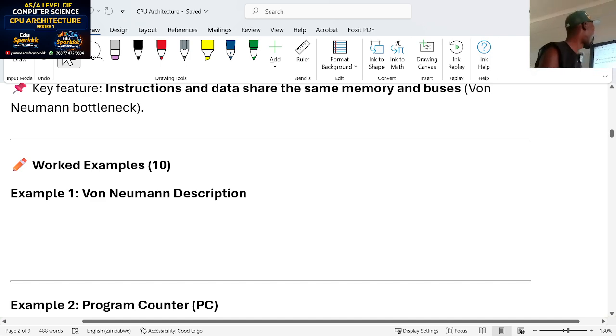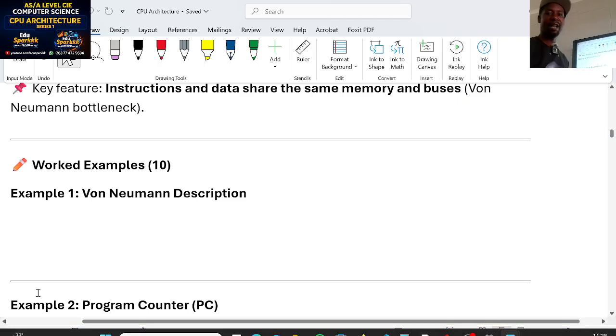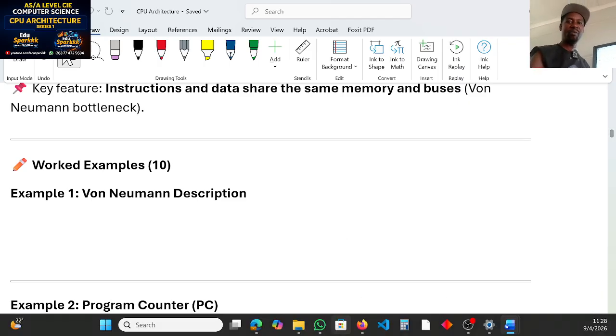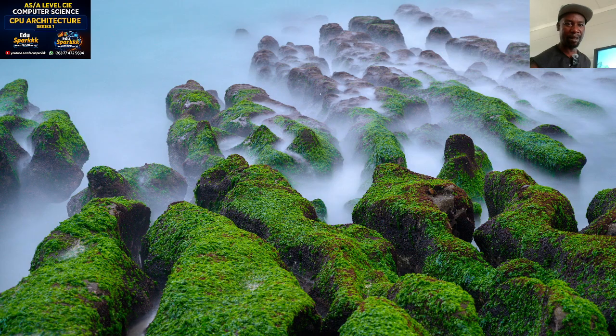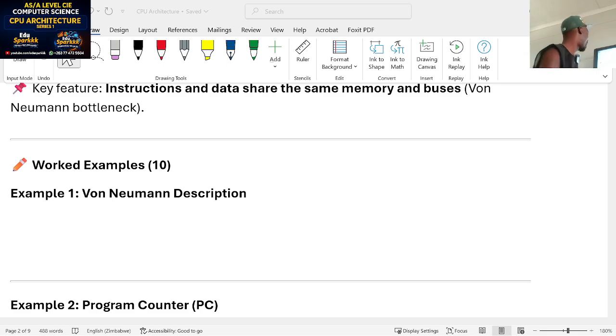Why do we say bottleneck? Here we are saying there is a competition for resources. Which resources are we talking about? The bus that is used for data is the one that is also used for programs. So we are going to, with the same thinking and logic, try and see if we can draw solutions to the problems that we have there.